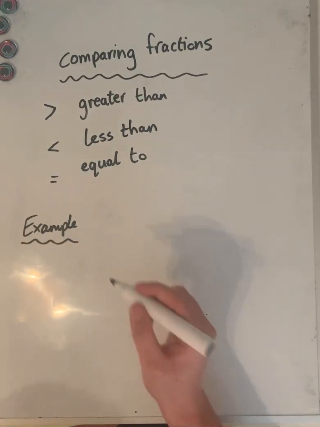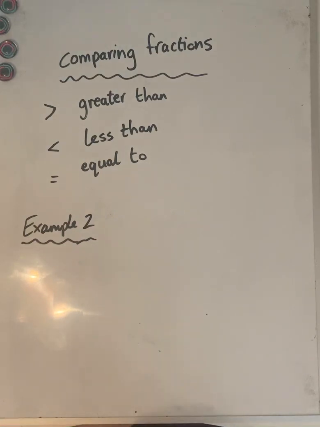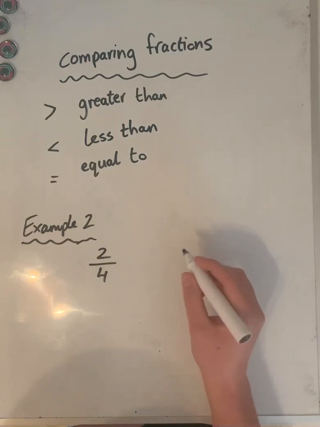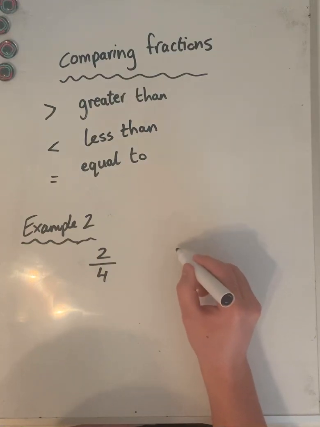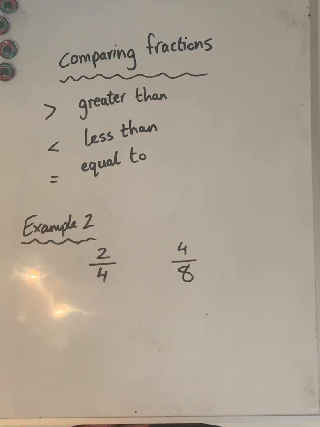Right, this next example is going to be example 2. So we'll go for 2/4, and we're going to compare it to 4/8. Okay, so 2 over 4, 2 quarters, we're going to compare it to 4 over 8.